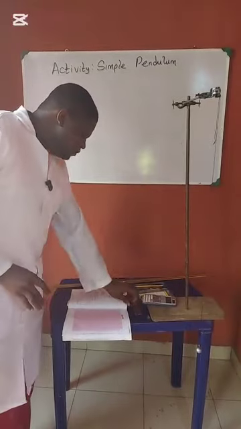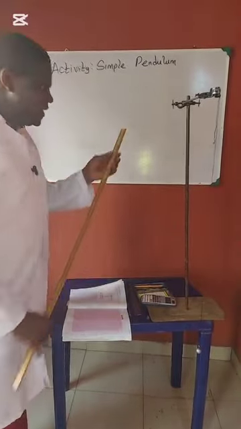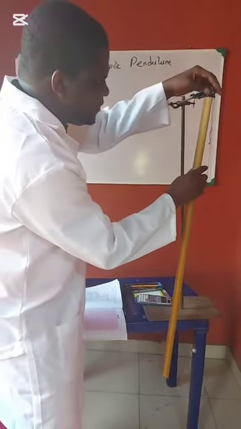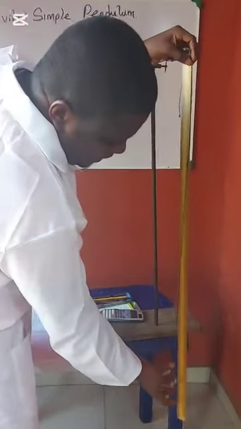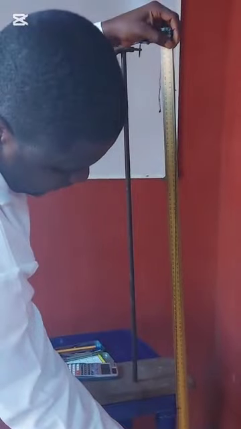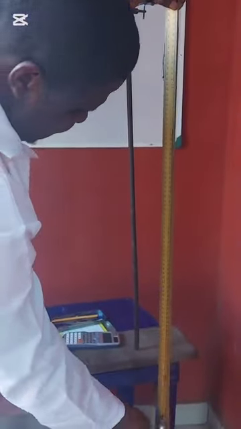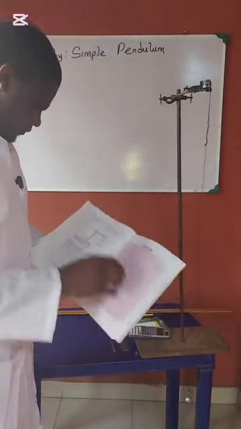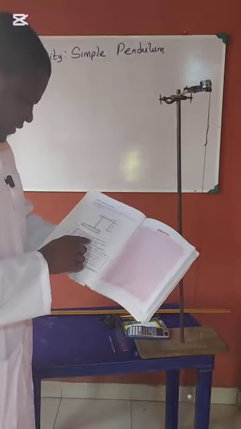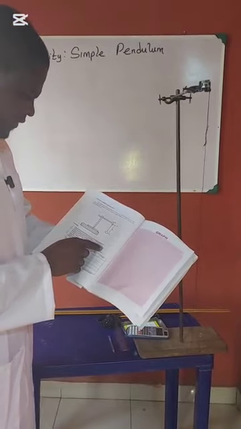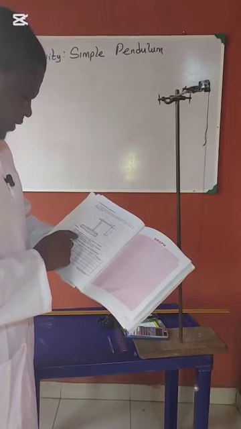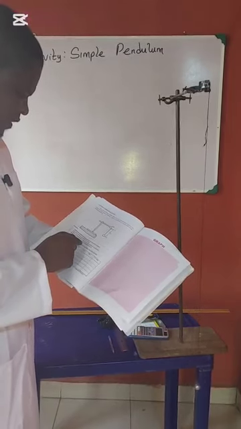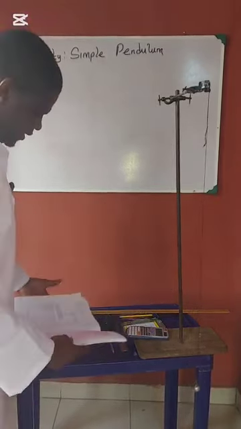So first of all, we're asked to measure the length of this thread to be equal to 90 cm. So I'll measure, it is equal to 90 cm. Then the next instruction says, displace the pendulum slightly such that it oscillates in a vertical plane. Measure and record the time T for 10 complete oscillations.